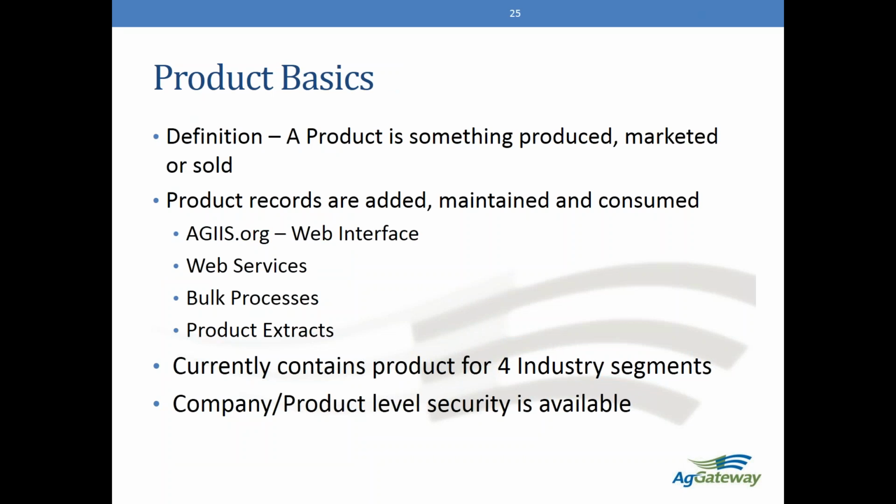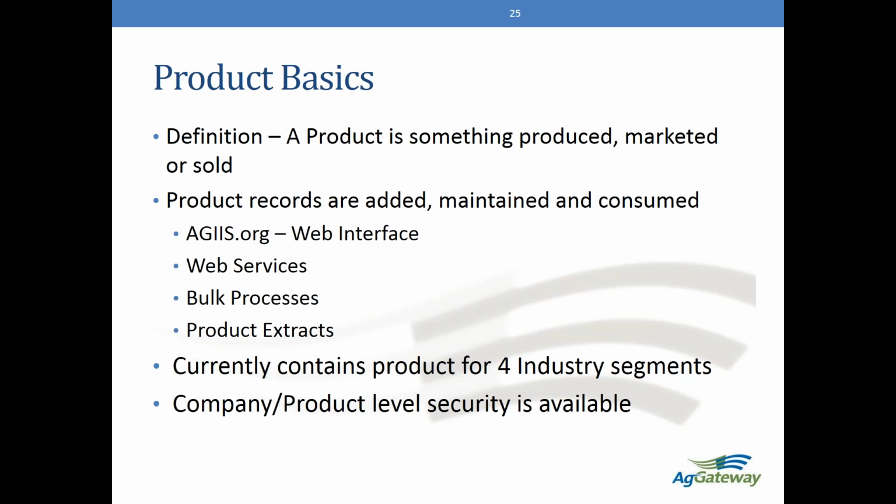Product records are added, maintained, and consumed. So you can see the different ways folks receive this information or can input this information. From the web interface, the web services, there's a bulk file format to add products, and then there's product extracts that consumers of this information can extract. And why would you want to do that? Well, if you're a distributor or a retailer selling a manufacturer's product, you may want to have the global location number so you can put that in eConnectivity transactions.